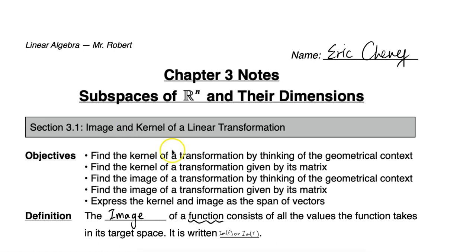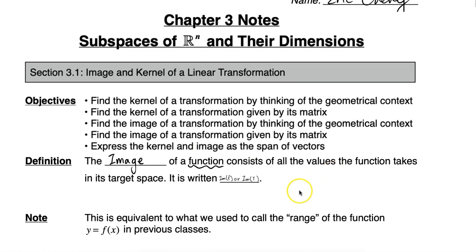So the objectives are to find and interpret what the kernel is in a geometrical context, as well as by using the matrix, and likewise finding and interpreting what the image is of a linear transformation in a geometrical context or given by the matrix. We will express these, kernel and image, with spans of vectors. This is a new term that we will discuss in section 3.1.